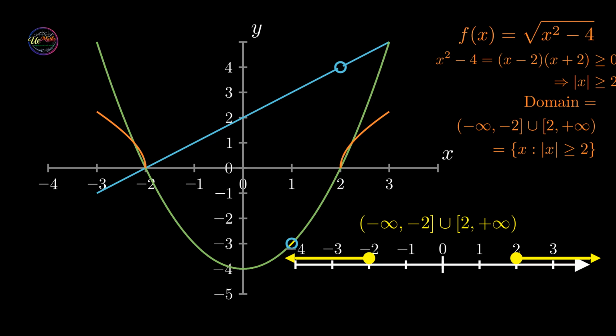This product is greater than or equal to 0 when both factors are non-negative or both are non-positive. Both factors are non-negative when x is at least 2. Both factors are non-positive when x is at most negative 2. Therefore, the function is defined when x is less than or equal to negative 2, or when x is greater than or equal to positive 2. The domain is the union of the closed interval from negative infinity to negative 2 and the closed interval from 2 to positive infinity. Domain equals the set of x such that the absolute value of x is at least 2.